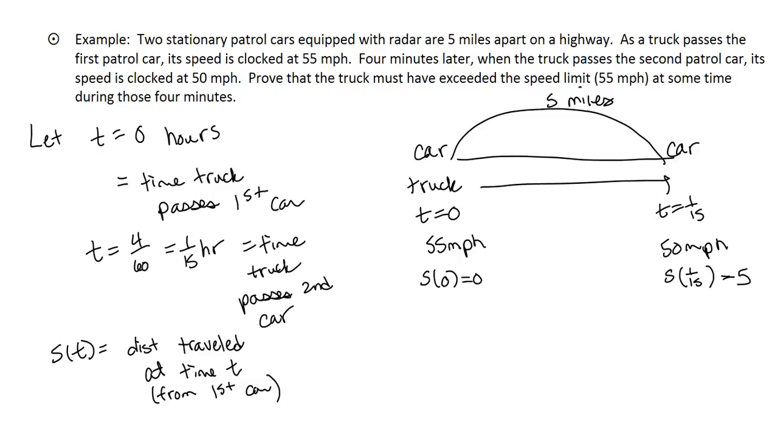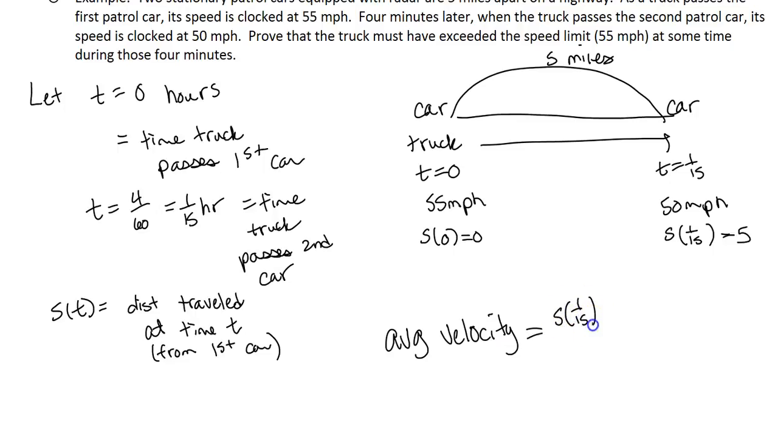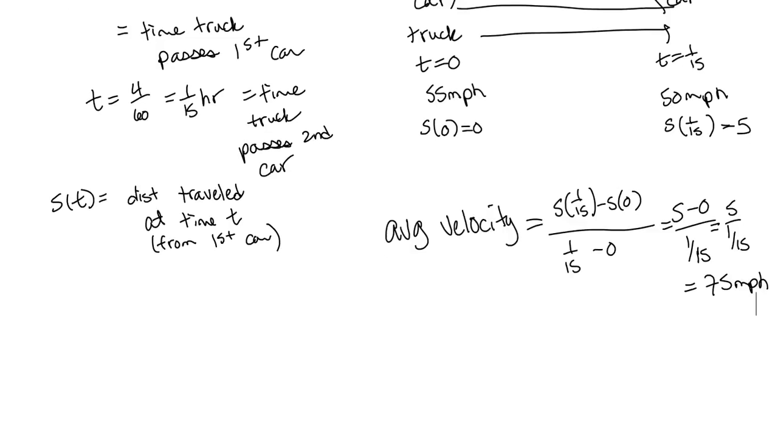So assuming continuity and differentiability, the average velocity would be equal to s of 1 over 15 minus s of 0 divided by 1 over 15 minus 0, which would be 5 minus 0 divided by 1 over 15, which would be 5 over 1 over 15, or 75 miles per hour. Okay, so what does the mean value theorem tell us?